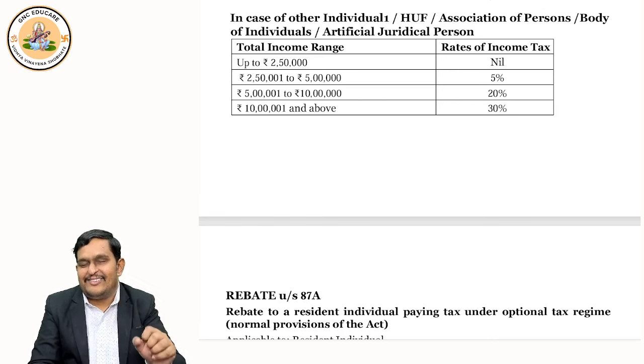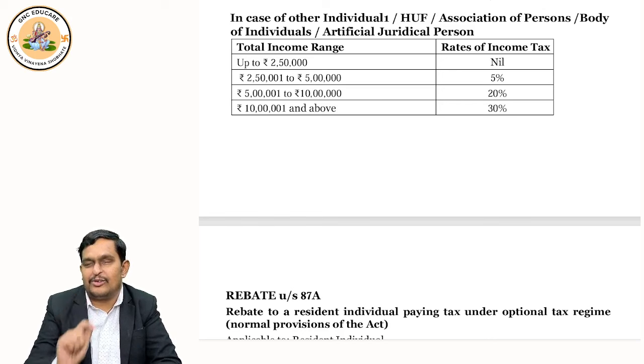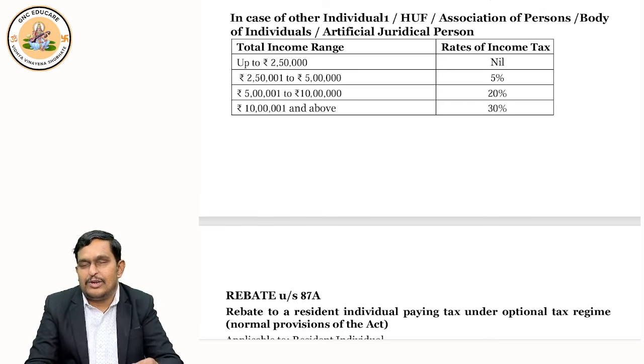If he is a resident below 60 years, non-resident irrespective of age, AOP, BOI, AJP, for them up to 2,50,000 nil, 2,50,000 to 5 lakhs, 5%, 5 lakhs to 10 lakhs, 20%, 10 lakhs above 30%. This way you should be able to remember.